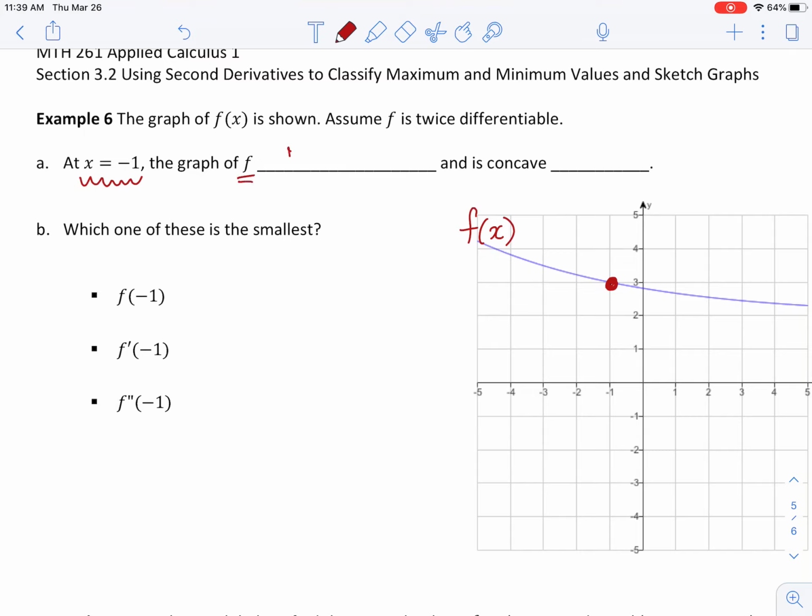The graph of f, notice how this graph is going down from left to right. We know f is decreasing. And as I saw on your homework, I think they made it into a drop-down menu. It's either decreasing or increasing, so you choose one. So this graph is going down from left to right, so f is decreasing at that point. And it is concave blank, so up or down.